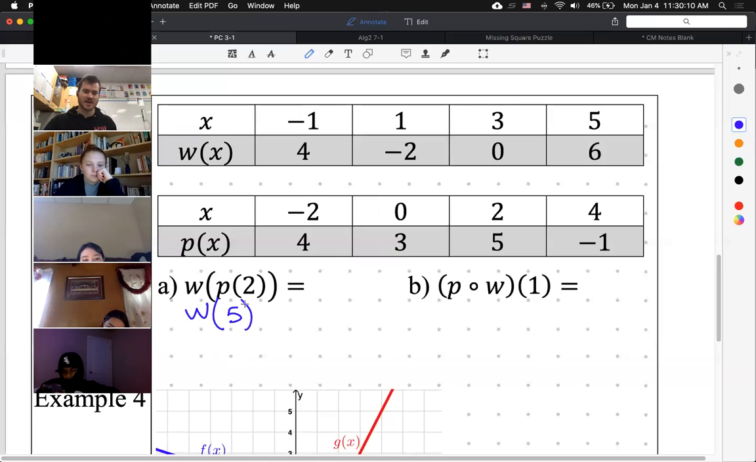Okay, that means I'm talking about the function W now. I'm coming up here to our first table. This is our W table. And I'm saying the input is 5. If my input is 5, what is my output for that first table? With a quiet raised hand. Yeah, Caroline? 6. 6, yeah. The input was 5 and the output is 6. So the answer down here is 6.